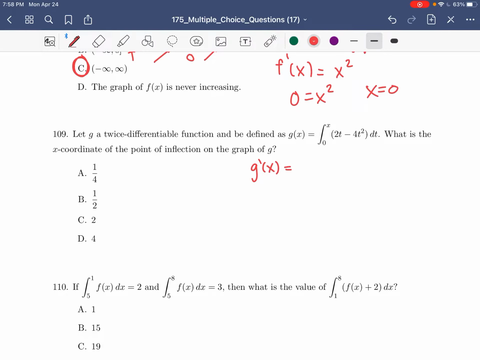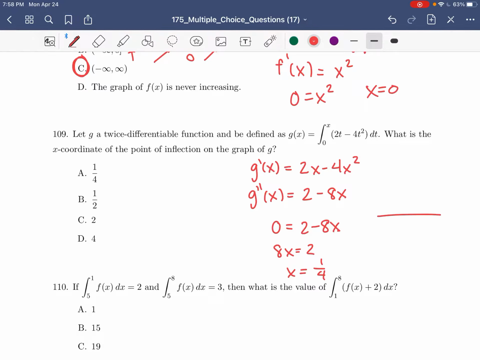Okay, here I need a point of inflection. So first derivative. Again, same rule is going to apply. So when I take the derivative of that integral, it's just going to become 2x minus 4x squared. Second derivative is going to be 2 minus 8x. Set that equal to 0. And we get 8x equals 2. So x is going to be 1/4.